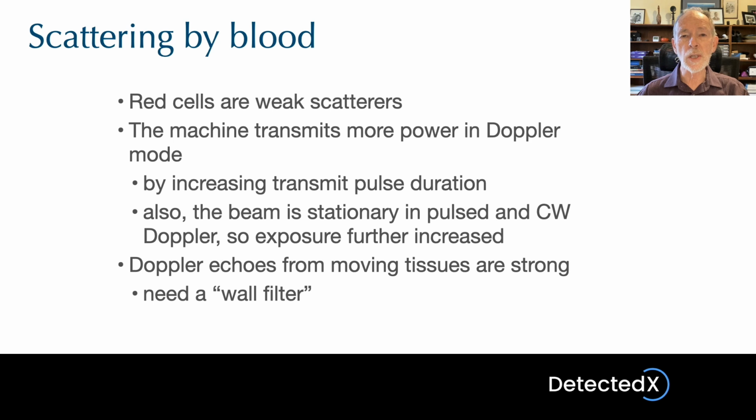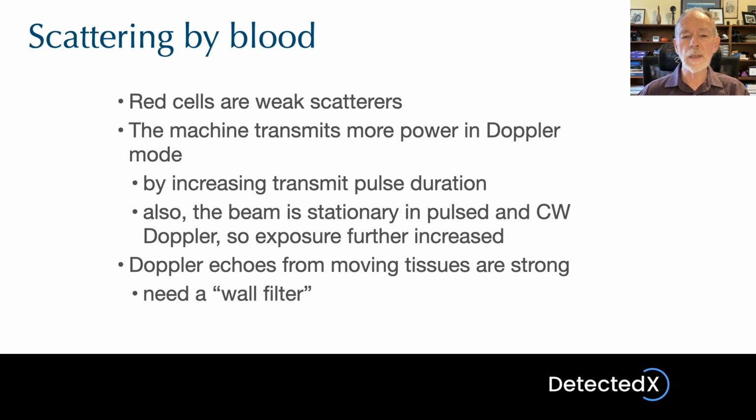Now, the machine could do this by increasing the amplitude of the transmit pulse, but that would not be good from a safety perspective, and therefore instead it increases the duration of the transmit pulse when it's doing Doppler. So there's going to be a greater transmitted intensity due to this compensation for the poor scattering.